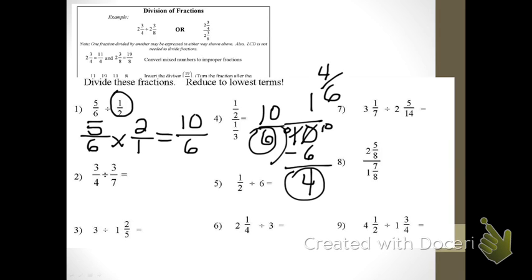And 4/6 is not in lowest terms. They're both even, which means we can divide by 2. 4 divided by 2 is 2, and 6 divided by 2 is 3, and that ends up with my favorite, which is 1 less than the denominator, so we are done.